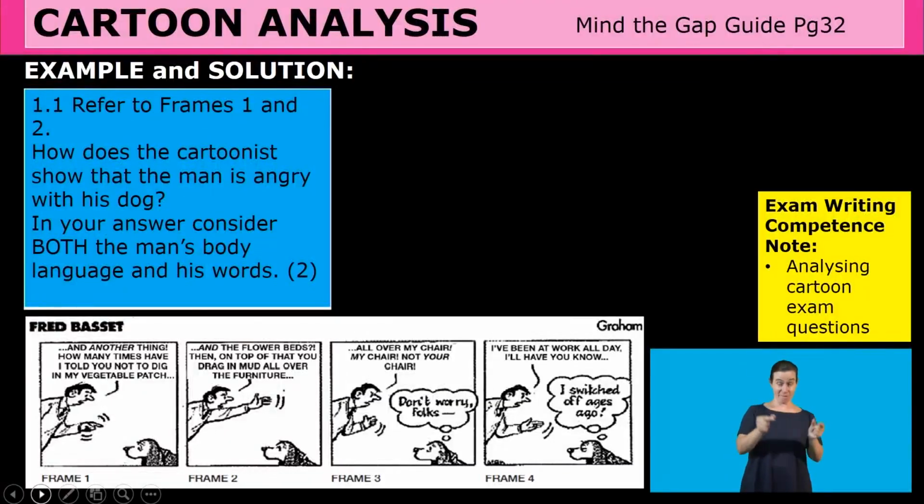So in frames 1 and 2, the man speaking, which is Fred Bassett's owner, says, "And another thing, how many times have I told you not to dig in my vegetable patch?"